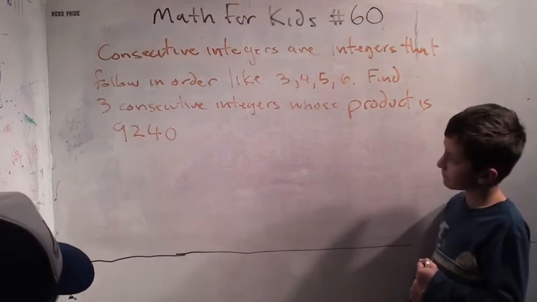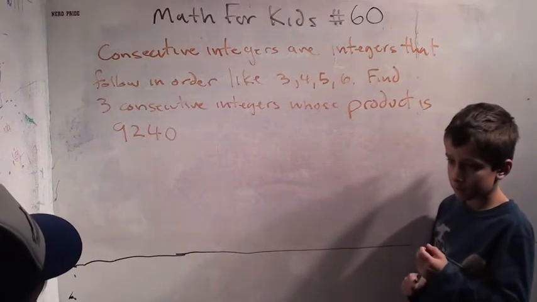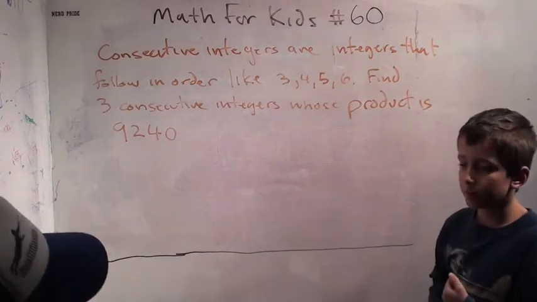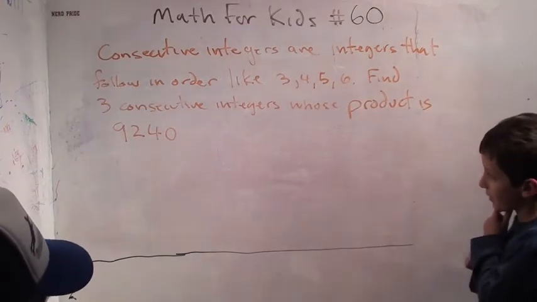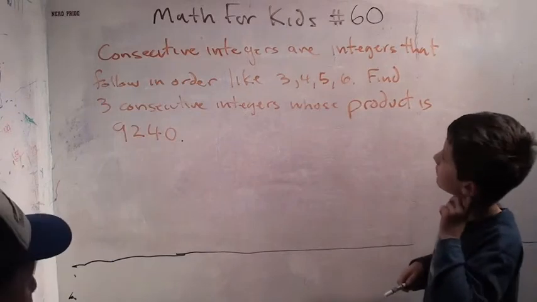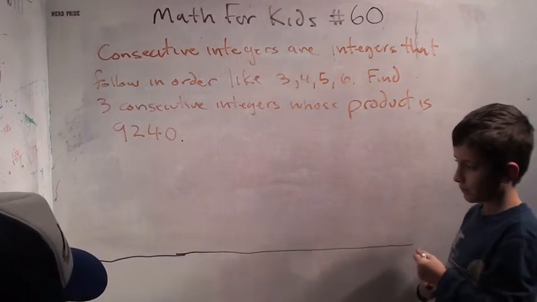Okay, find 3 consecutive integers whose product is 9,240. Whoa. How are we going to do that? 9,240. Do you have any ideas? Not really? Okay.